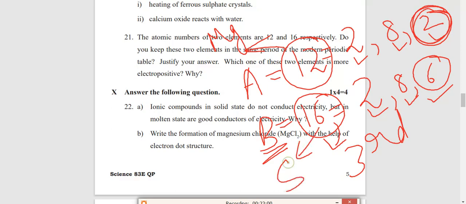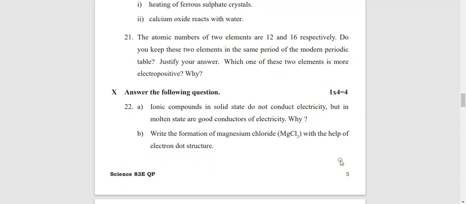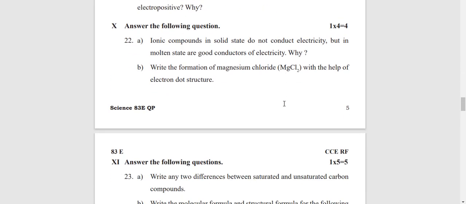Which element do we have? It is sulfur. So magnesium will always be more electropositive than sulfur. The element with atomic number 12 will be more electropositive, and the element with atomic number 16 will be less electropositive. Next, come to question number 10.